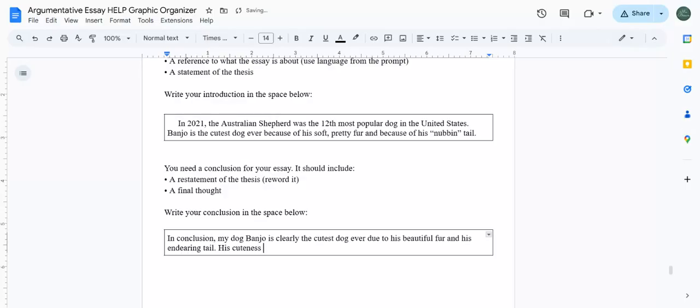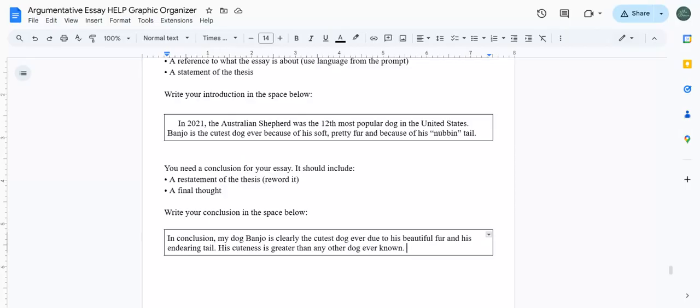His cuteness, I'll adjust this later. His cuteness. That's not, the word isn't overrides. His cuteness is greater than any other dog I have ever known. I'm going to try to avoid the I. So I'm going to take I have out of it than any other dog ever known. Very nice.